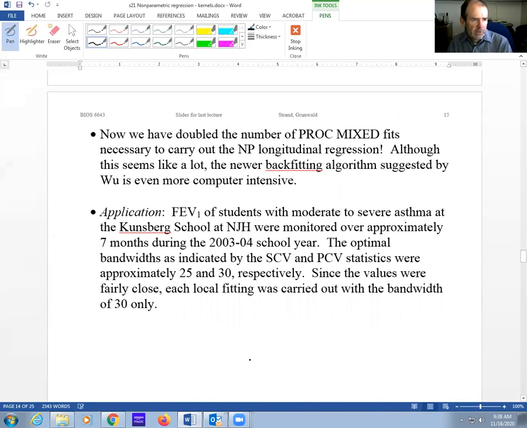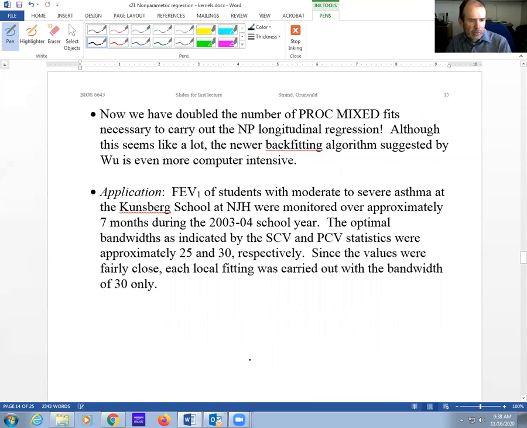So I'm going to jump to the application. We're looking at FEV1. It's a lung function measure over time. And it's the same data that I've introduced before. The students that go to a school here at National Jewish were monitored over time. And the main point of the study, again, is seeing how their health related to daily pollution. That was like the main goal of the study.